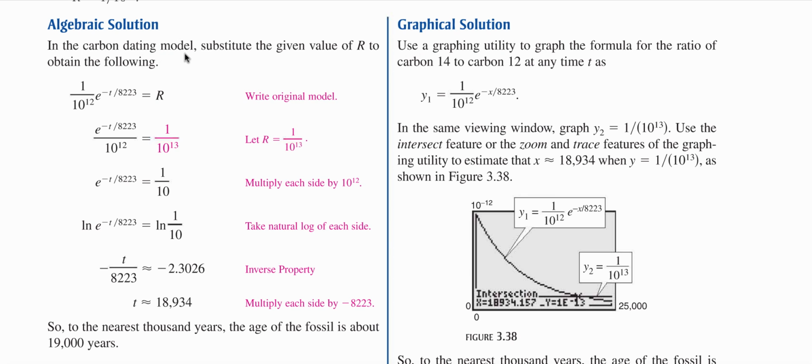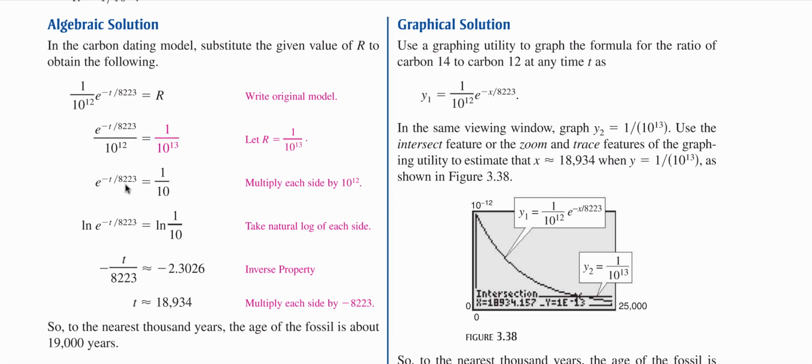In the carbon dating model, substitute the given value of R to obtain the following. 1 over 10 to the 12th times e to the negative t over 8223 equals R. We replace the R with 1 over 10 to the 13th, and we multiply both sides by 10 to the 12th. This gives us e to the negative t divided by 8,223 is equal to 1/10.